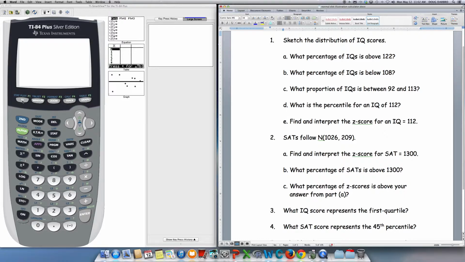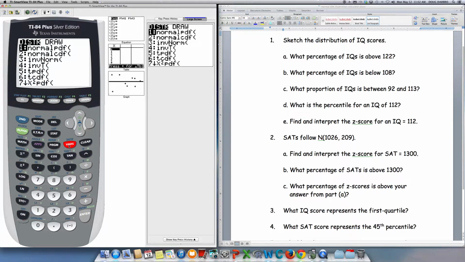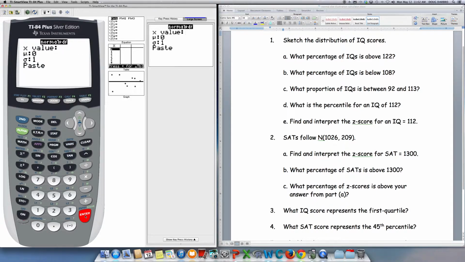So the first thing we'd want to do if we wanted to do this is go to y equals. So we go into our graphic editor. And if we come second function over to distribution, the first thing that we see is normal PDF. That stands for normal probability density function. So if I select that.